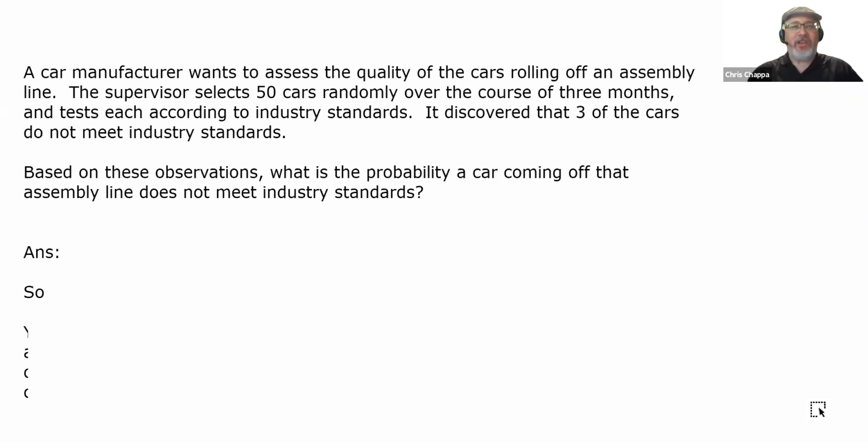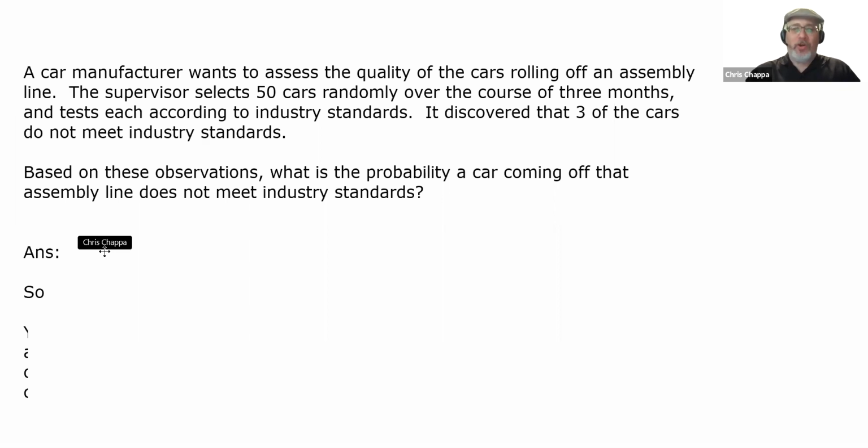The supervisor selects 50 cars randomly over the course of 3 months and tests each according to industry standards. It is discovered that 3 of the cars do not meet industry standards. Based on these observations, what is the probability a car coming off that assembly line does not meet industry standards?